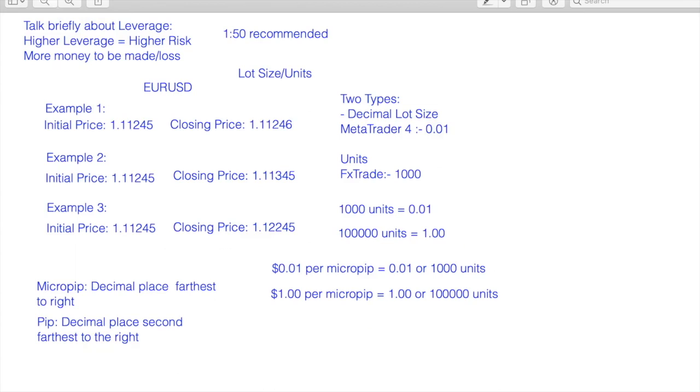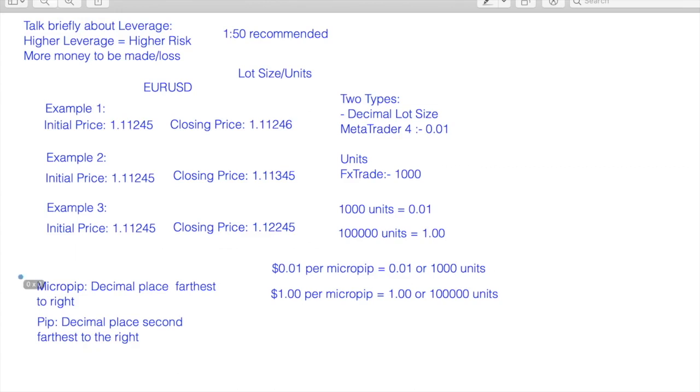Now I'm going to go over why lot size is important. How does this affect our investment? Before I do that, I need to explain what micropips and pips are, because that's going to be part of our formula for calculating how much money you make.